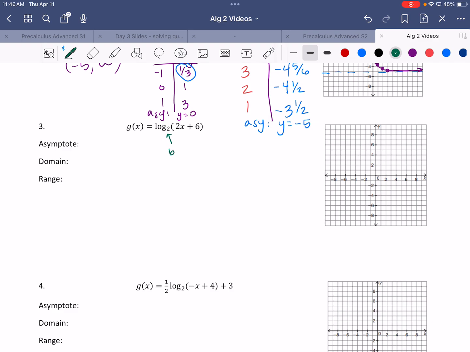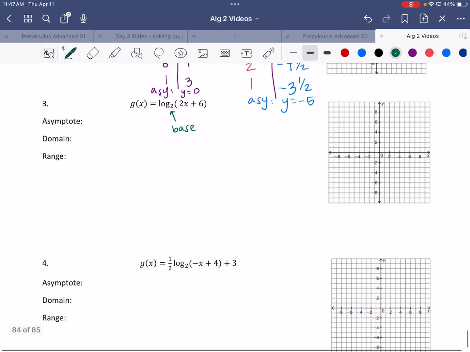2. That tells you what table to start with. So let me show you an optional step. We're going back to notes. This is number 3. An optional step would be for you to make the table for 2 to the x first. And then you can switch the x and the y's. So if that helps your brain, do that.